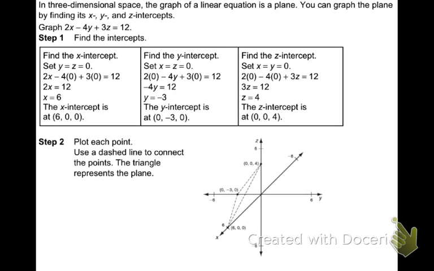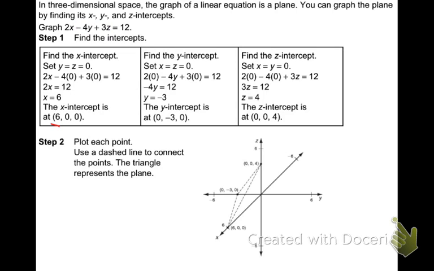Last part we're going to talk about today is finding intercepts. Do you remember finding intercepts on x, y's? If I wanted to find the x-intercept, what would I cover up? Y and Z. Yeah, cover up the y and the z. What would my x-intercept be? 6, 0, 0, right?